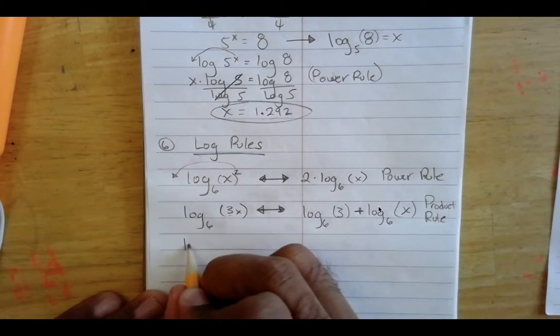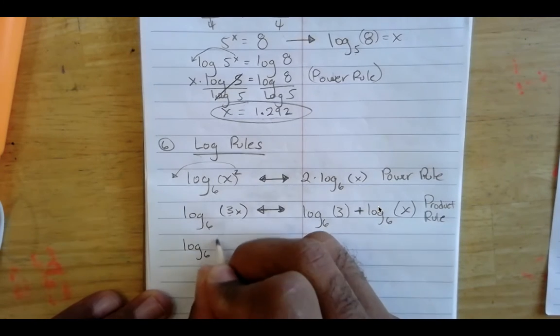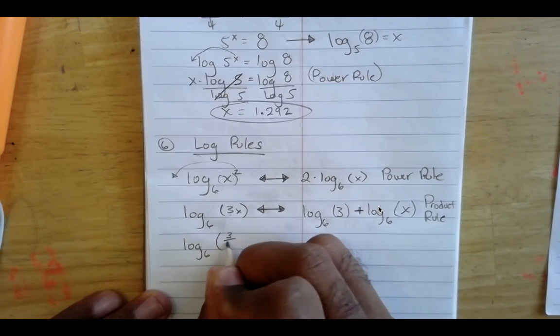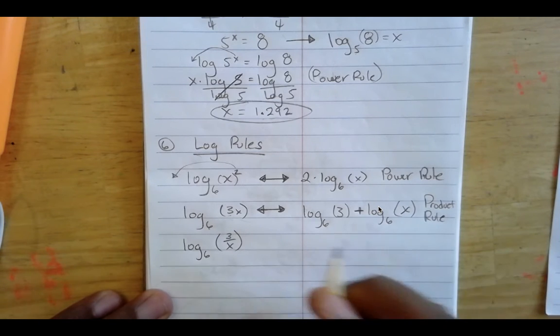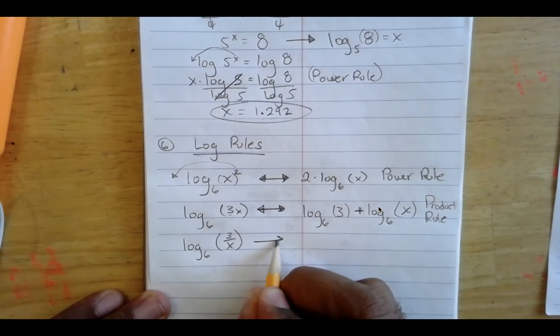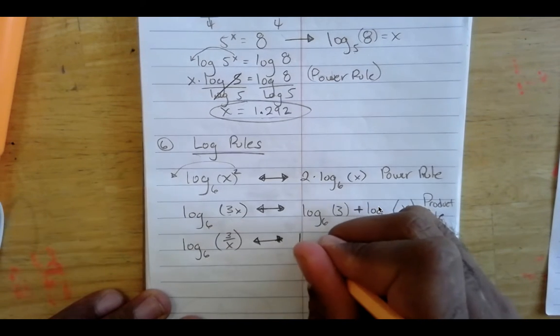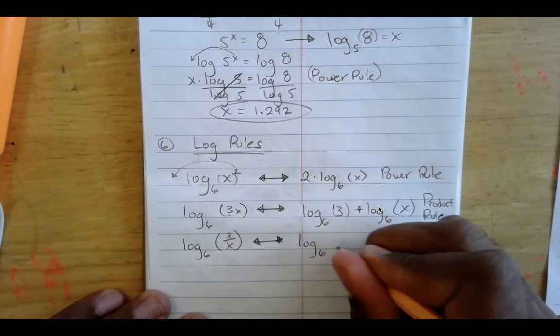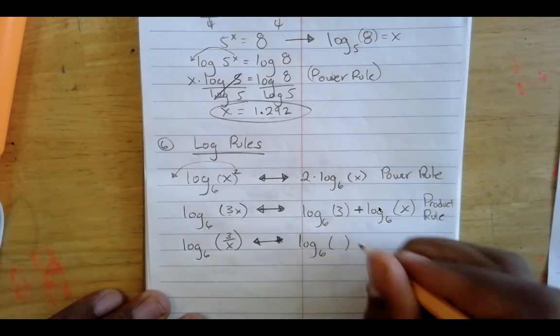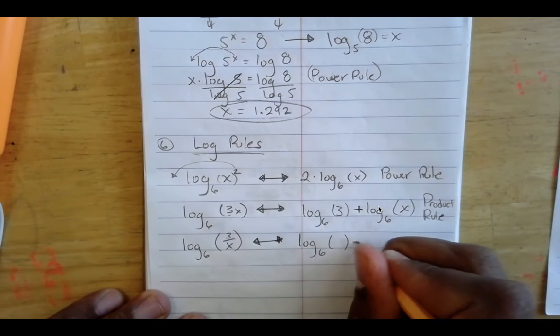Okay, so now log base 6 of 3 divided by x. So it's division this time. It's very similar to the product rule, where I can split it into 2 different logs. Except this time, instead of addition, you do the opposite of that. You subtract.